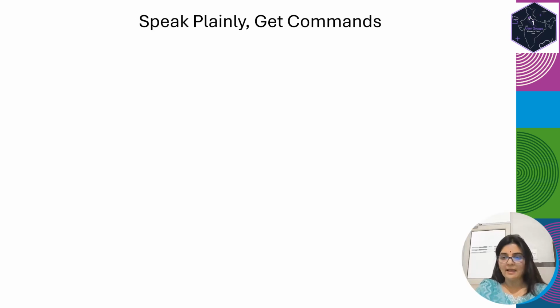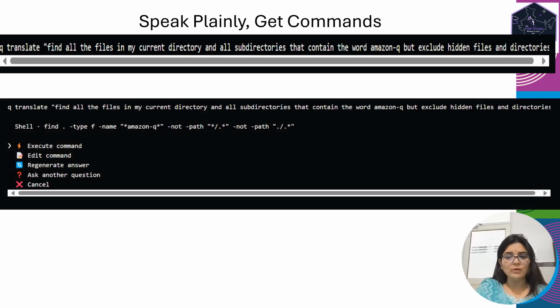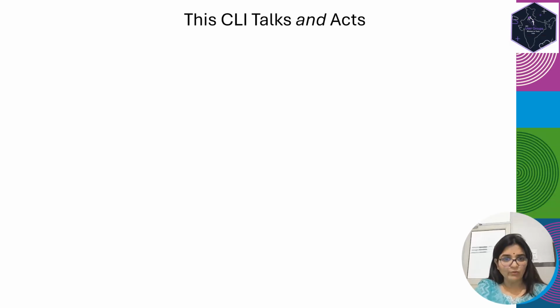You can speak plainly and you will get the commands. This is something really useful because it is turning natural language into actual terminal commands. When we generally forget the CLI syntax, now we can simply type something like this, which is on the slide: find all files with Amazon Q in my current directory and subdirectories, excluding the hidden files and directories. It translates and gives the exact shell command which you need to execute. This is super duper helpful for us.